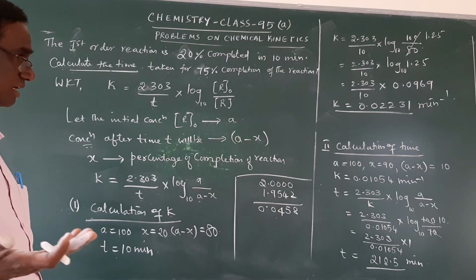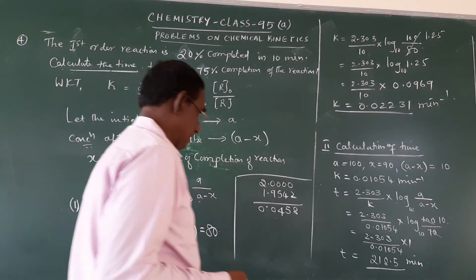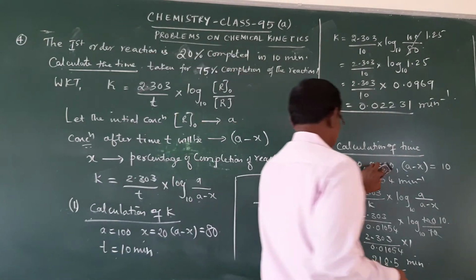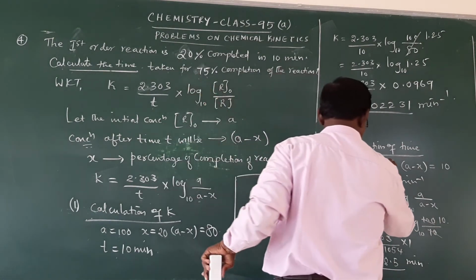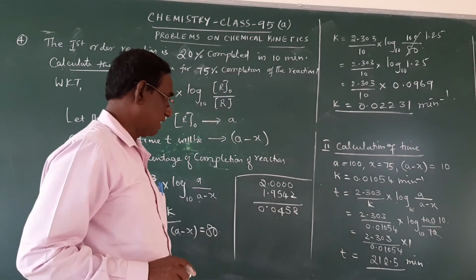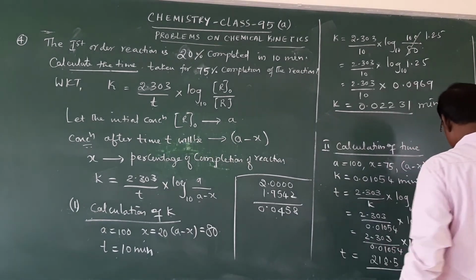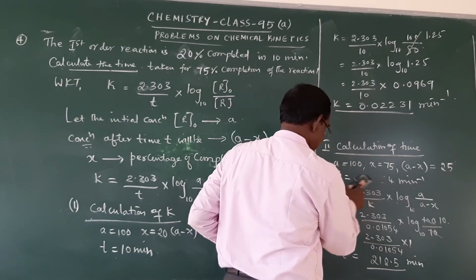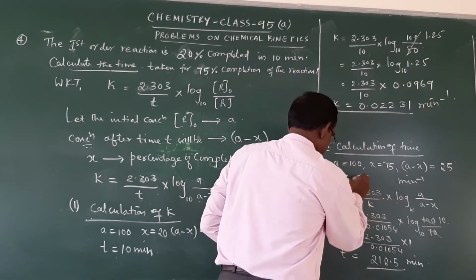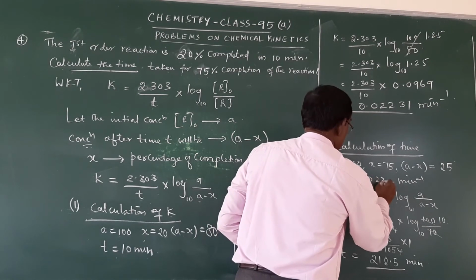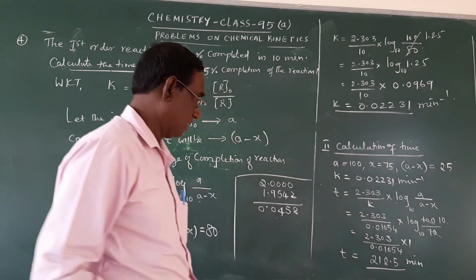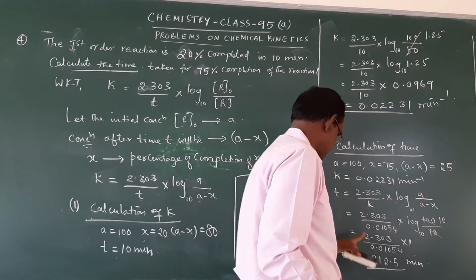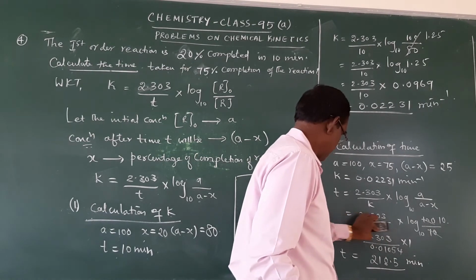After k, you have to calculate the time. So for the second part of this problem, a is equal to 100, but x is equal to how much? Not 90, it is what? 75%. Therefore 75. But a minus x is 100 minus 75, what? That is 25. And then what is the value of k? Here you are going to get k is 0.02231. And the same thing here again, t is 2.303 divided by k into log a divided by a minus x.